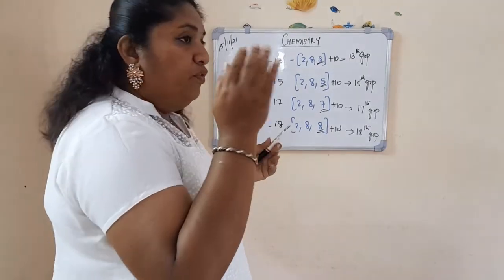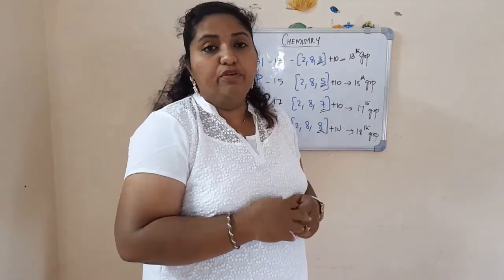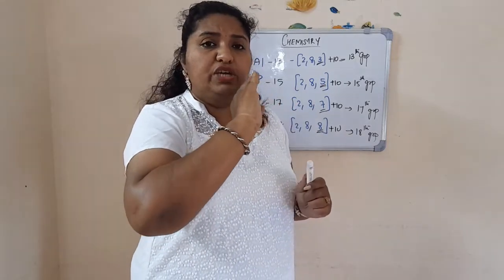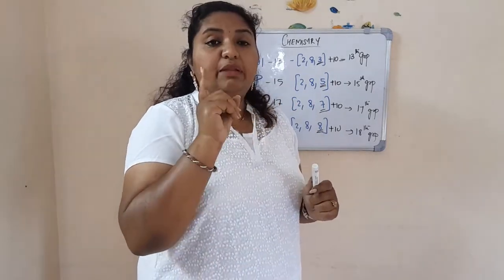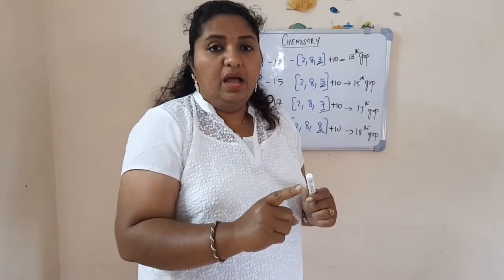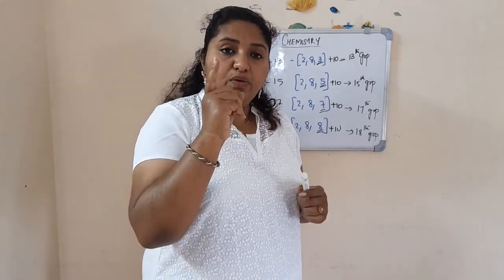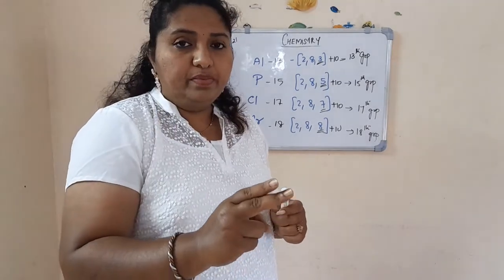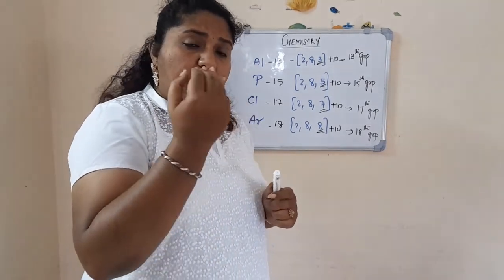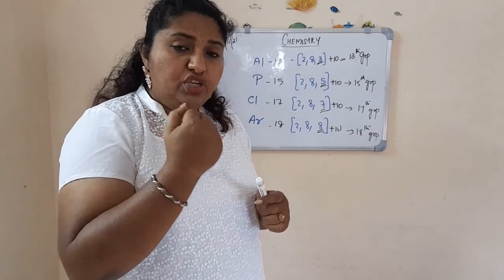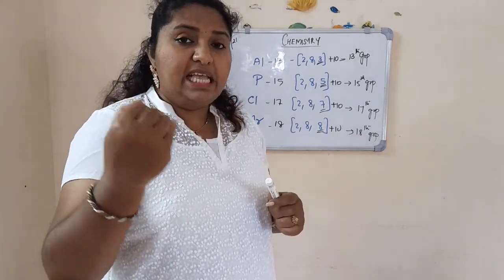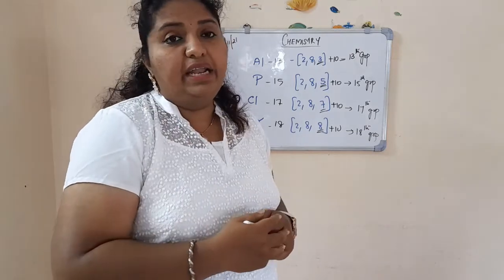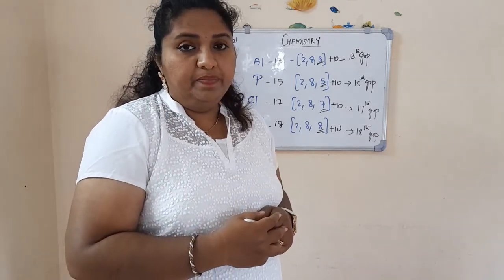For group 1 and group 2, it is easy for you to find out. Just write the electronic configuration. If the outermost shell contains only one electron, it belongs to group 1. If the number of electrons in the outermost shell is 2, then it belongs to group 2. Next, if the number of electrons in the outermost shell is 3, 4, 5, 6, 7, 8, etc., just add 10 to it and find out the group number.